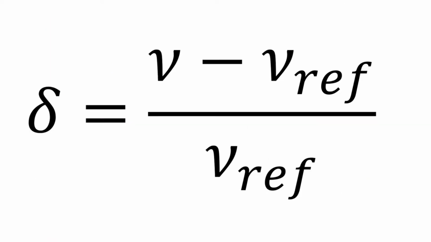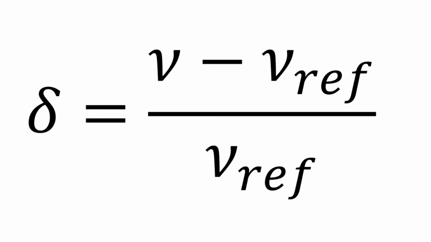The ratio of the increase in frequency ν to the reference frequency ν ref is called the chemical shift delta, and is usually small, being measured in parts per million, or ppm. Chemical shift delta equals the difference between the resonant frequency ν and the reference frequency ν ref, all divided by the reference frequency ν ref.